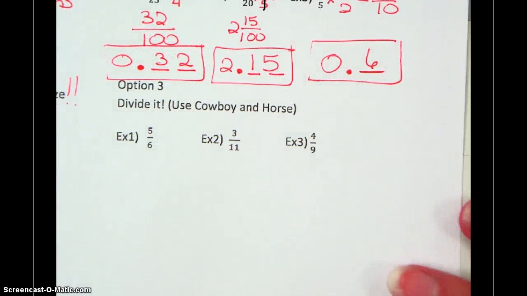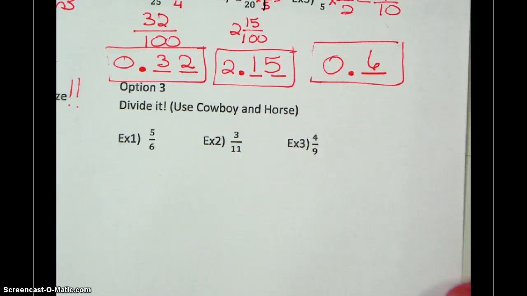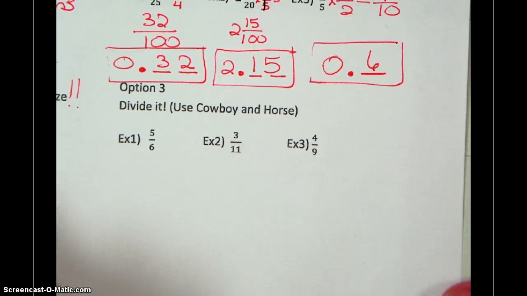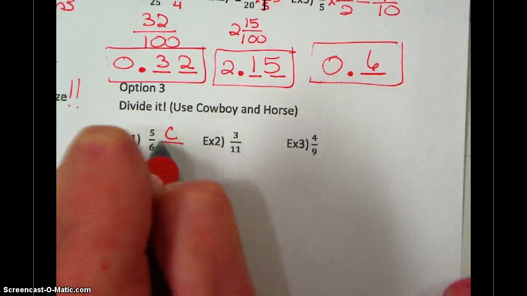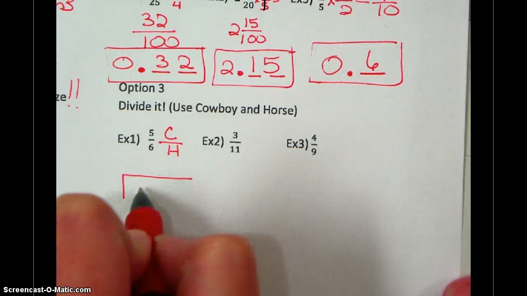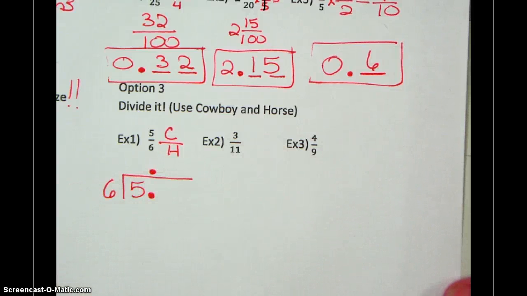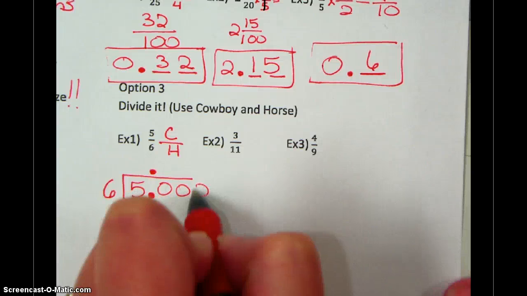Let's say that it doesn't work because we don't have a power of 10 in the denominator and we cannot write an equivalent fraction that will give me a power of 10 in the denominator. For example, 5/6. In this case, the only other option that I have is to divide it, cowboy and horse. Cowboy is the numerator, horse is the denominator. The cowboy gets to go inside the house, so 5's going in. 6, the horse, is staying out. I'm going to kick off my boots, that means add a decimal. Hang up my hat, bring the decimal up to the top, and buy 3 donuts.